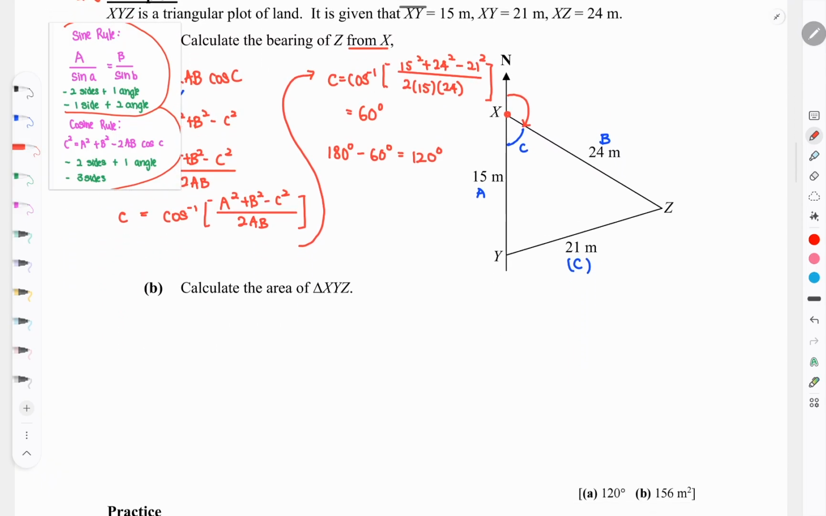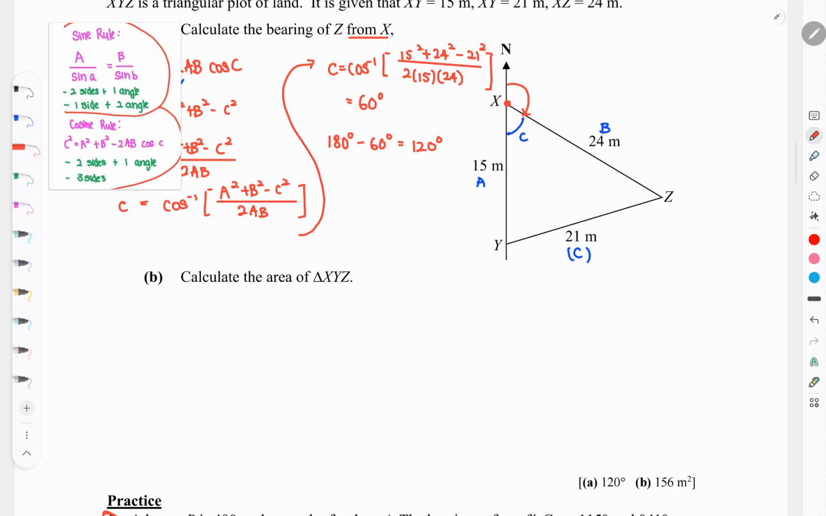Next step. Calculate the area of triangle XYZ. Okay, this one we already recapped in the previous question. The area of the triangle equals half ab sine C. Okay, so half, A will be 15, B will be 24, C we already found in the previous part, it will be 60 degrees, which equals, when I type it in the calculator, 155.88. I round off, it will be 156 meter square.